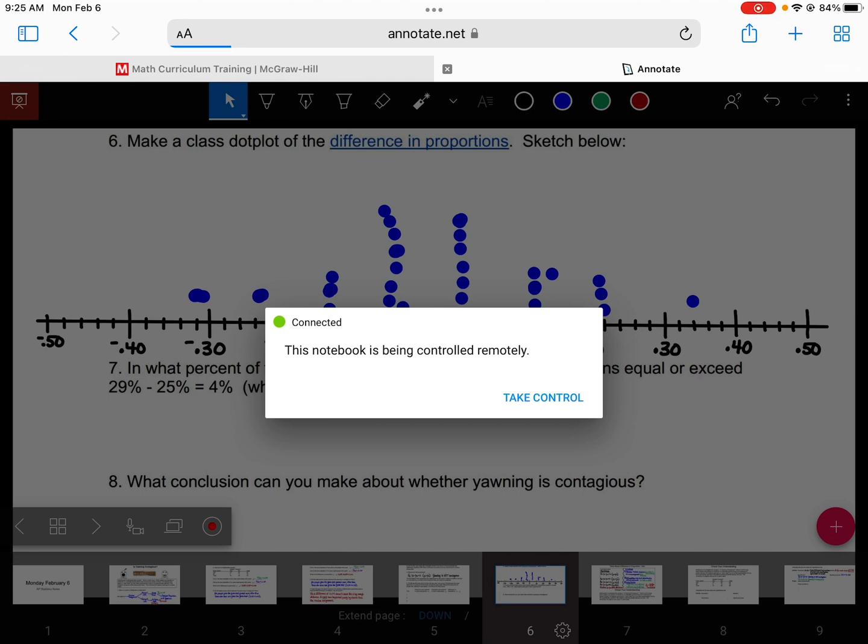All right, I think we have all of them up there. Let me count. We should have 27 because we had 9 groups and everybody did 3 trials. 1, 2, 3, 4, 5, 6, 7, 8, 9, 10, 11, 12, 13, 14, 15, 16, 17, 18, 19, 20, 21, 22, 23, 24, 25, 26, 27. Perfect. We got 27 dots up here.